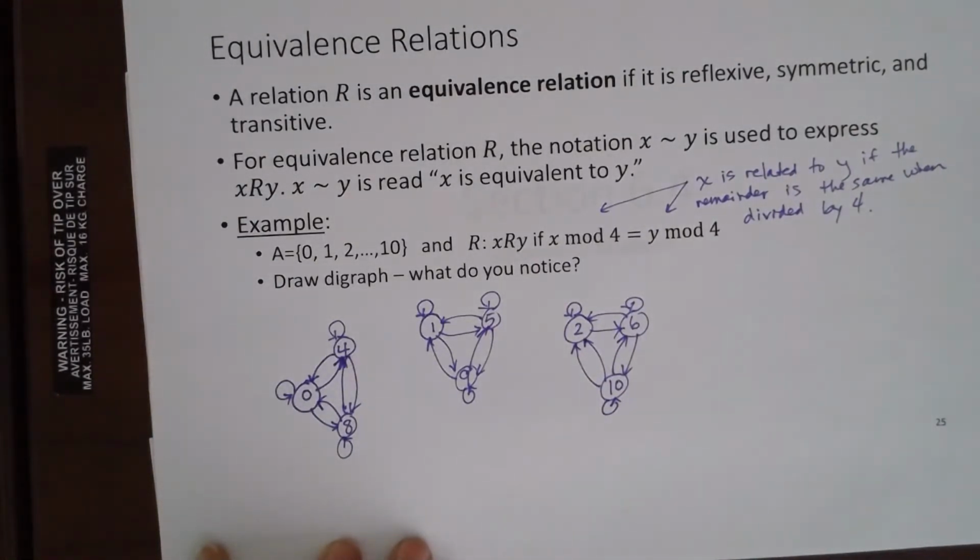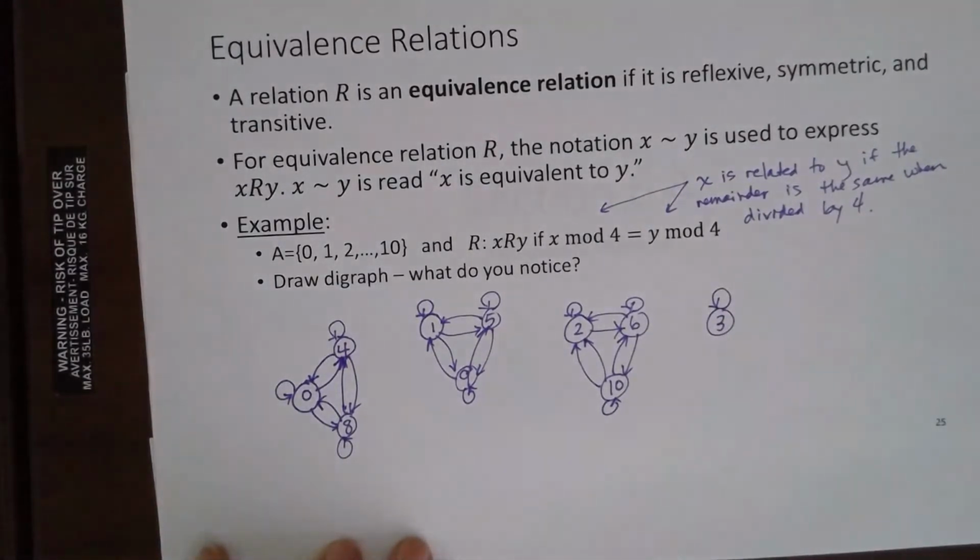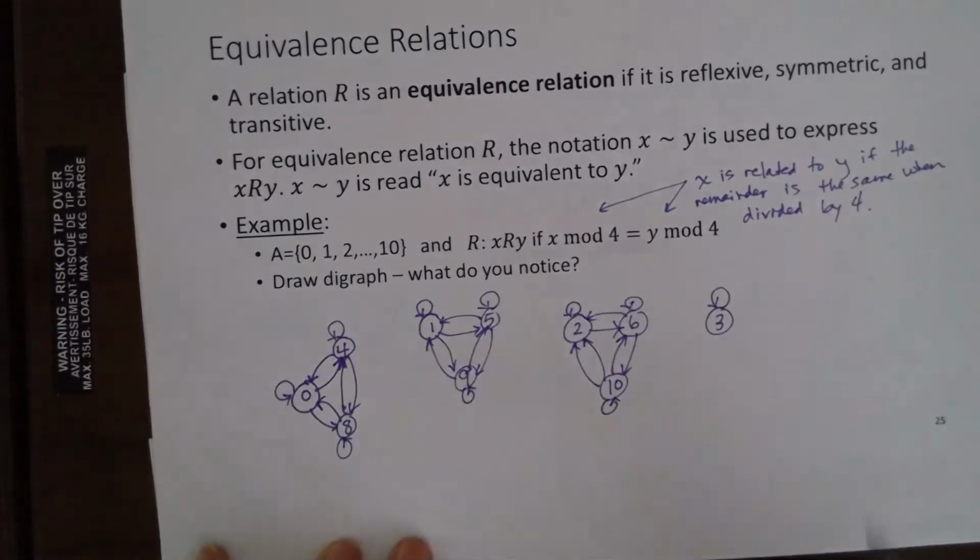All right, so on to 3. 3 doesn't have the same remainder as anything that we've seen so far. 3 is over here, and of course has the same remainder as itself. What else has the same remainder as 3? 7.